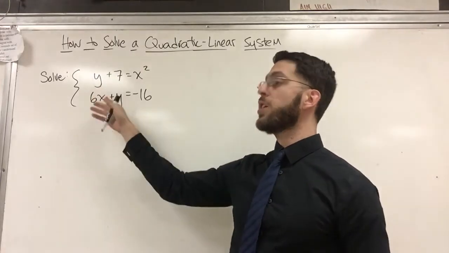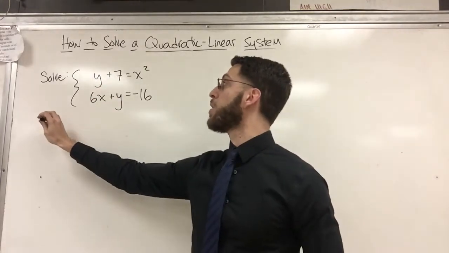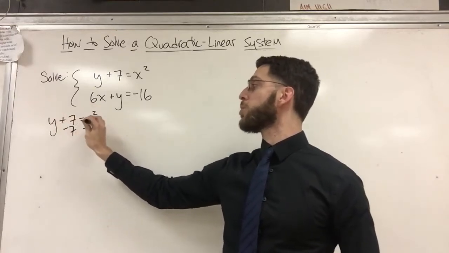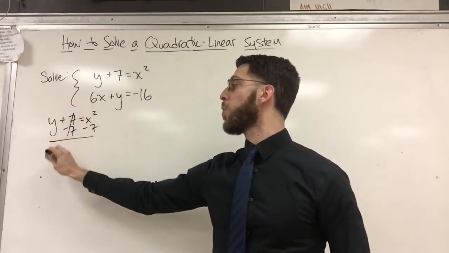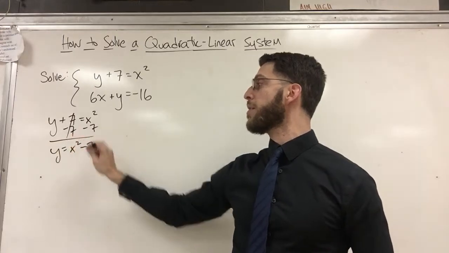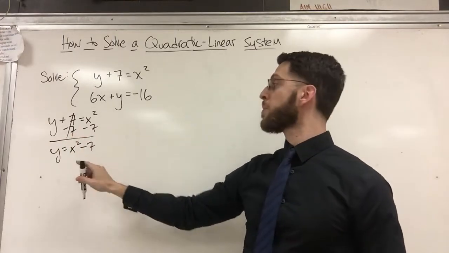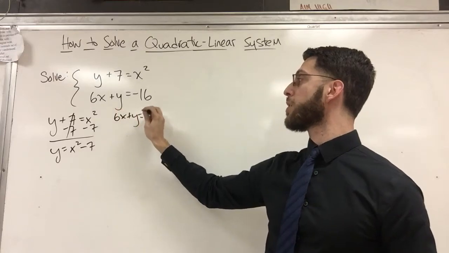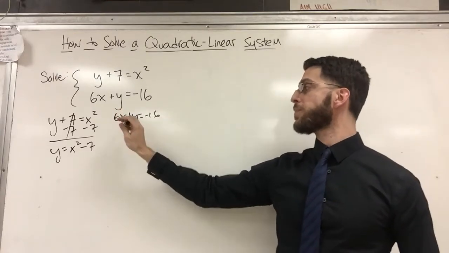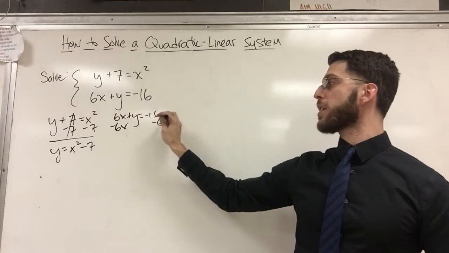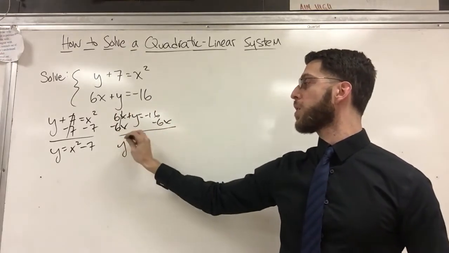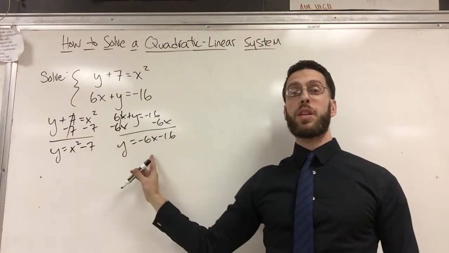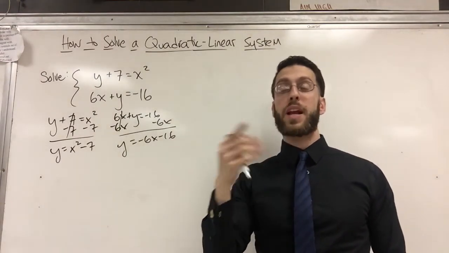So I would take each one and try to isolate my y. So if y plus 7 equals x squared, I'm going to subtract 7 on both sides, and y equals x squared minus 7. And then you graph that. Same thing here. If 6x plus y equals negative 16, then I subtract 6x on both sides, and y equals negative 6x minus 16. I have a parabola, I have a line, I press graph, and I get a nice picture.